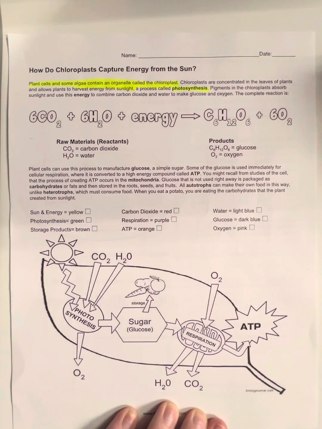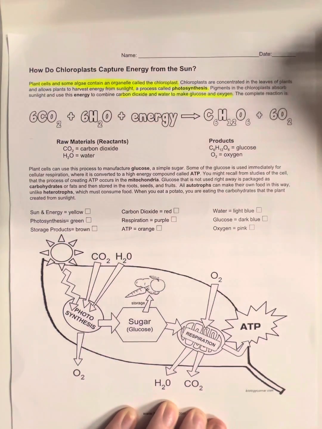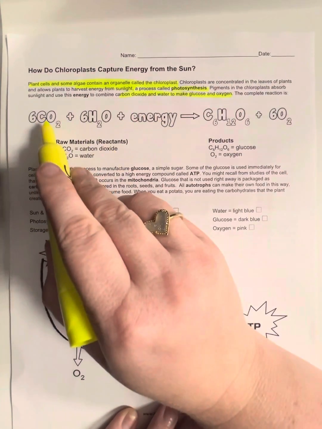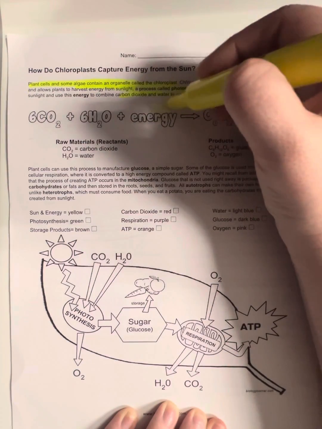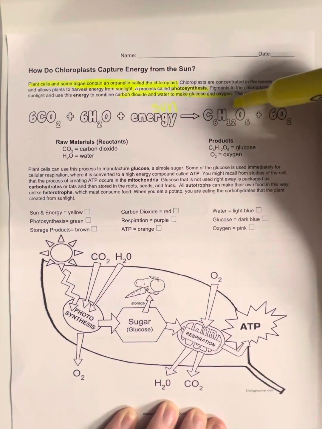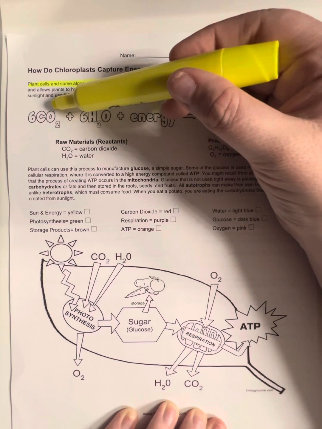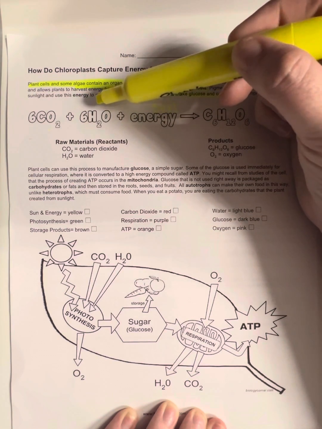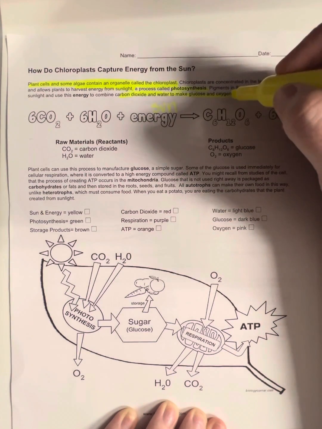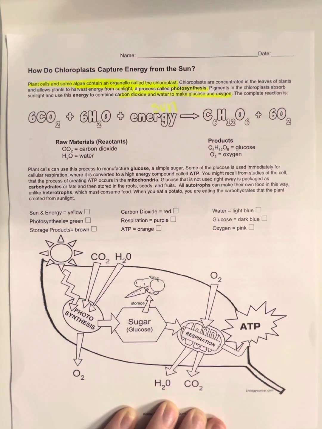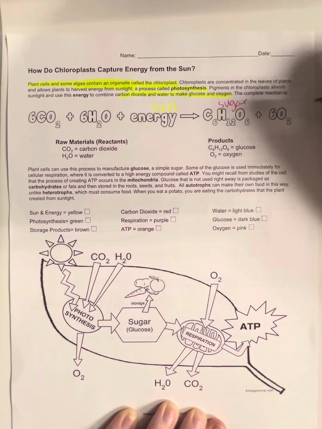Pigments in the chloroplast absorb sunlight and use this energy to combine carbon dioxide and water to make glucose and oxygen. The complete reaction is carbon dioxide plus water plus energy, this is from the sun, come together to make glucose and oxygen. So carbon dioxide, remember from our carbon cycle, water from our water cycle, and the energy from the sun come together to make glucose, which is also known as sugar. Sugar. And oxygen that we breathe.